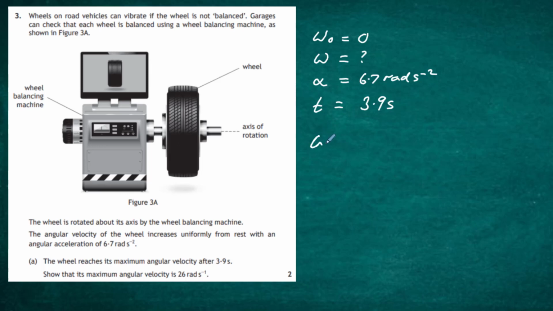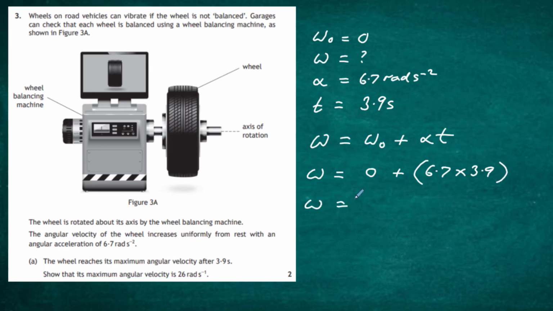So there's our basic data, omega 0, omega, alpha and t, and just like the linear kinematics equations, we can put down the following. We can say omega, the final angular velocity, is equal to the initial angular velocity plus the angular acceleration times the time. That's how simple it is. So let's put in the numbers. Omega, our final angular velocity, will be equal to the initial one, which is going to be 0, plus, bracket in this one, alpha is the angular acceleration, which we are told is 6.7. I'm going to multiply that by time, which is going to be 3.9 seconds.